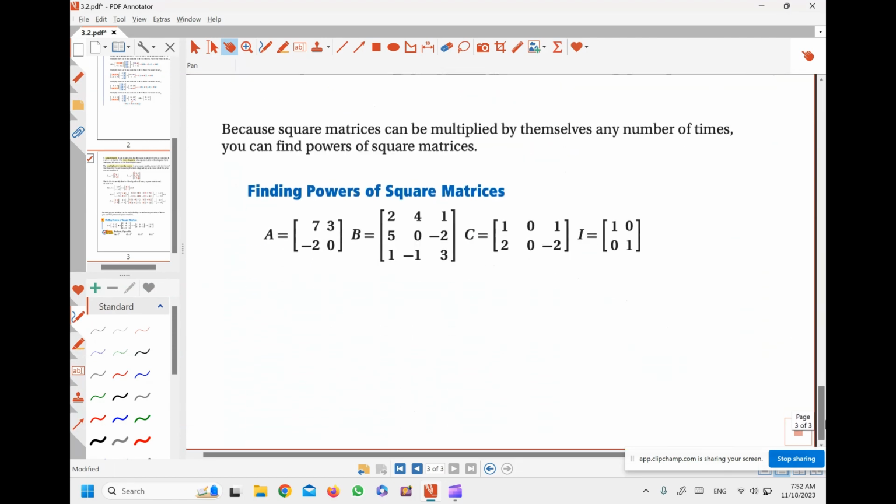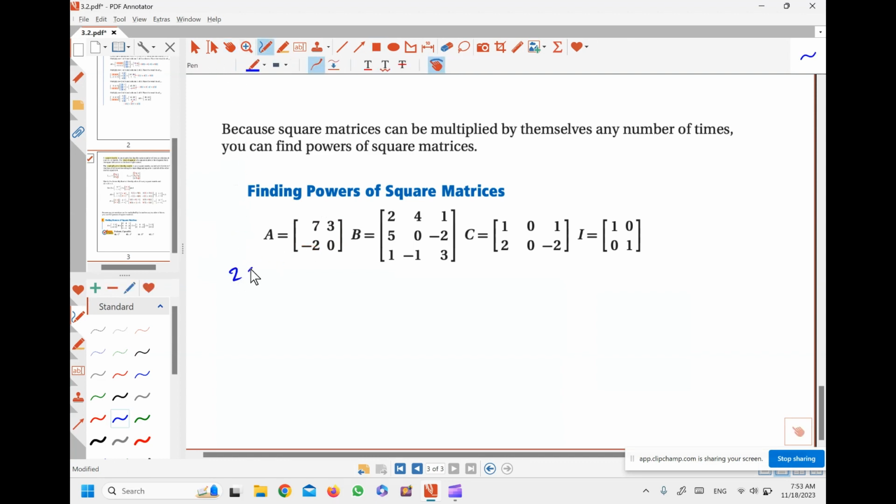And what about powers of square matrices? Since powers of numbers mean multiplying the number by itself, powers of matrices mean multiplying the matrix by itself. So remember the rule for multiplying matrices: the number of columns in the first must be the same as the number of rows in the second. So when we have a square matrix, for example 2 by 2, we can multiply it by itself.